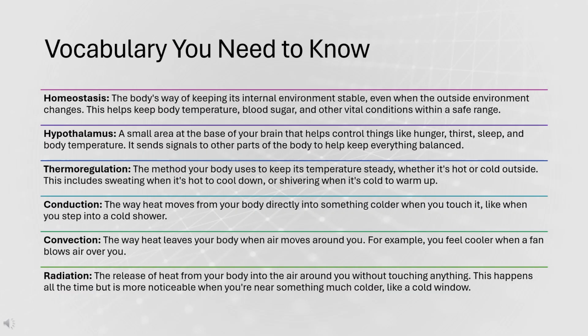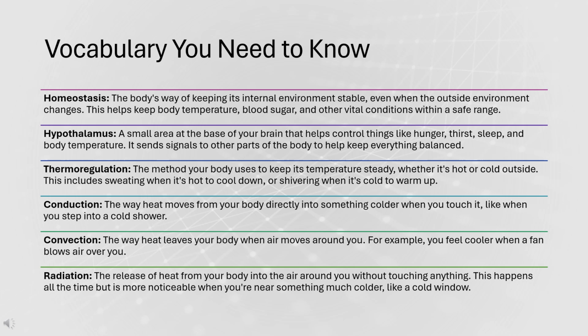Let's look at some vocabulary words that you need to know. Homeostasis. This is the body's way of keeping its internal environment stable, even when the outside environment changes. This helps keep body temperature, blood sugar, and other vital conditions within a safe range. Hypothalamus. A small area at the base of your brain that helps control things like hunger, thirst, sleep, and body temperature. It sends signals to the other parts of the body to help keep everything balanced.